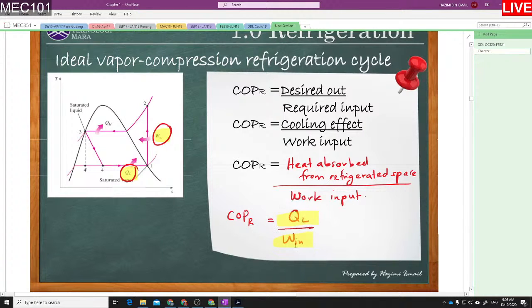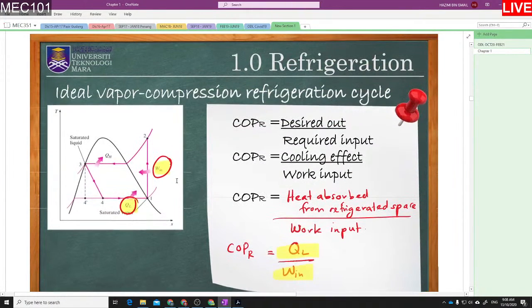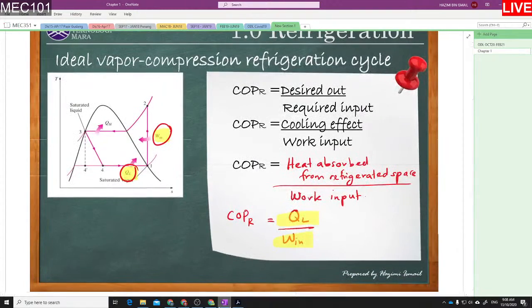Macam ni. So, ingatlah, apa COP ni akan ditanya dalam setiap soalan yang related to this chapter. What is the COP of the system? QL bagi dengan work in. Macam tu je. QL bagi dengan work in. Cuma macam mana dapatkan nilai QL? Okay, yang tu kita akan belajar sekejap lagi. Rehat dulu 5 minit. Okay, take your break.